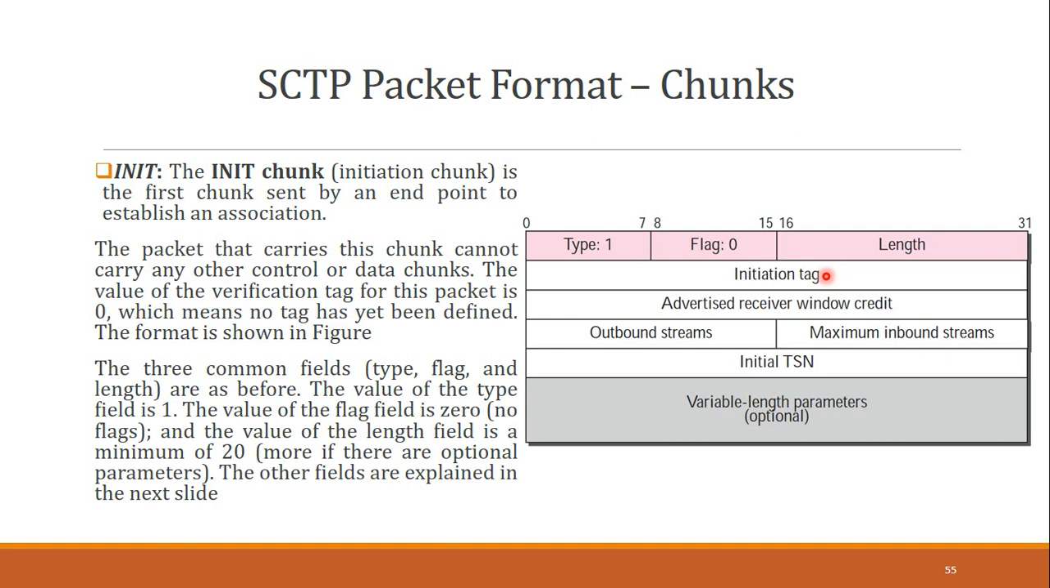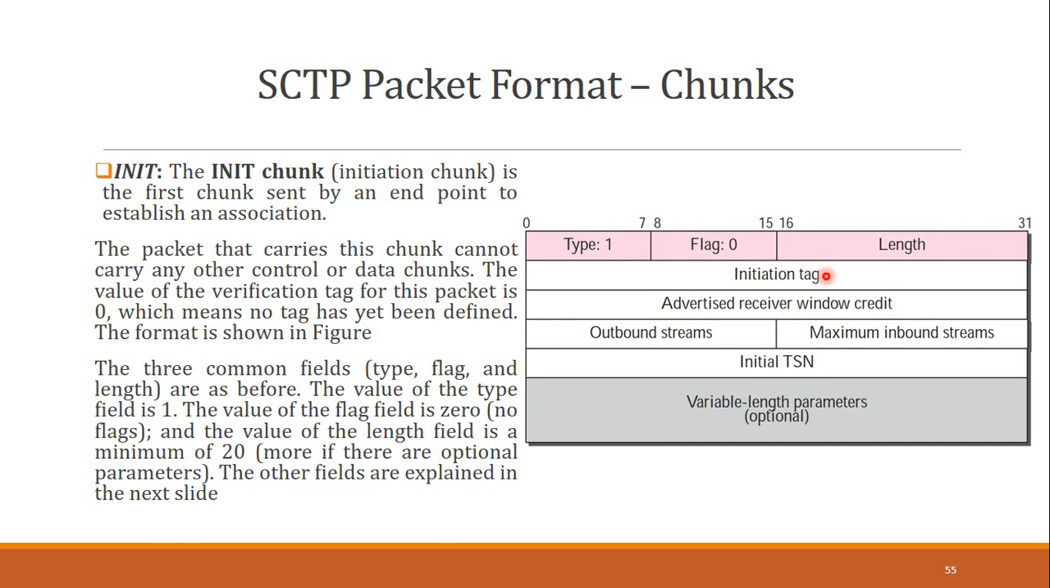For example, when endpoint A starts an association with an endpoint B, A defines an initiation tag value, say X, which is used as a verification tag for all the packets sent from B to A. The initiation tag is a random number between 0 and 2 raised to 32 minus 1. The value of 0 defines no association and is permitted only by the general header of the init chunk.